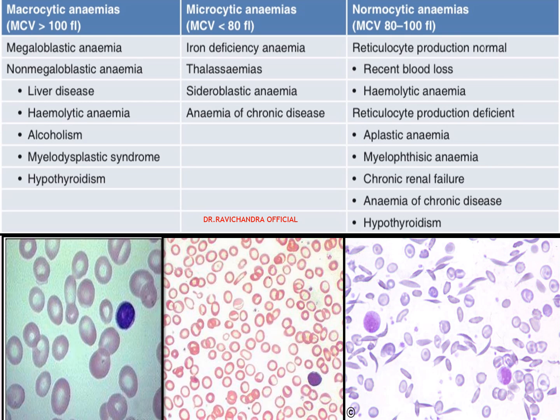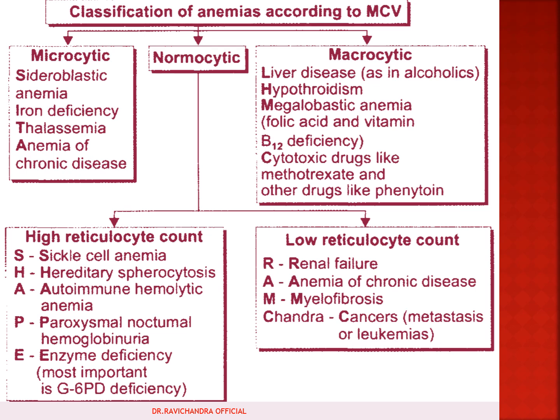In this picture we are able to appreciate the microcytes, macrocytes, and normocytes in various peripheral blood smears. In the last picture, you can even appreciate the sickle cells, which is seen in sickle cell anemia. So this is one more illustration showing the classification of anemias according to MCV.